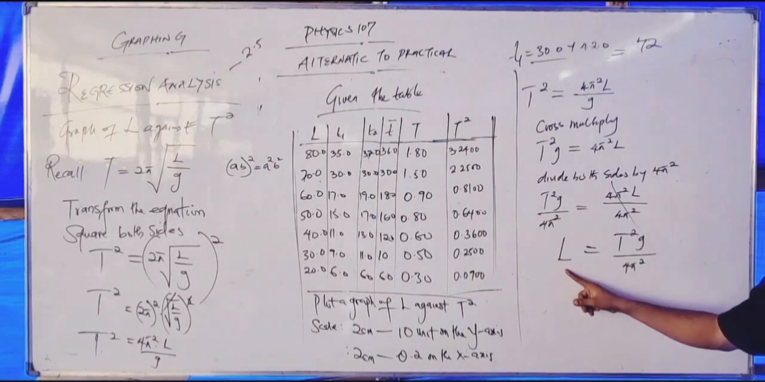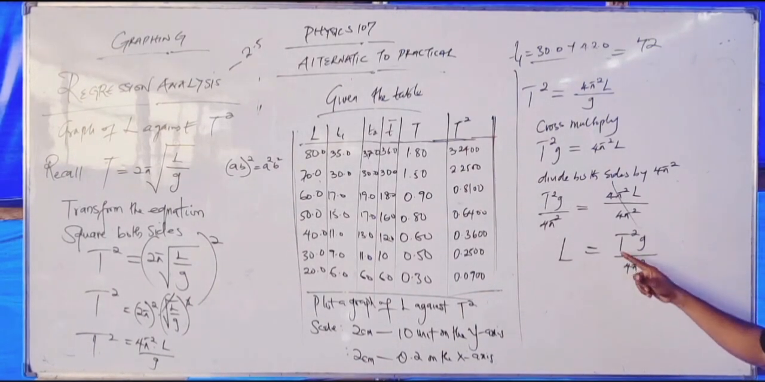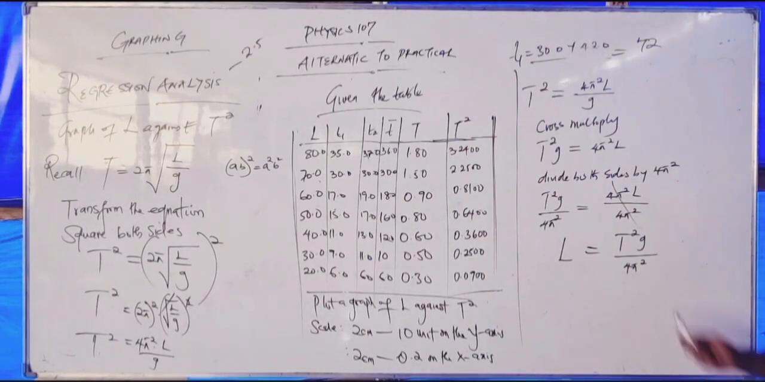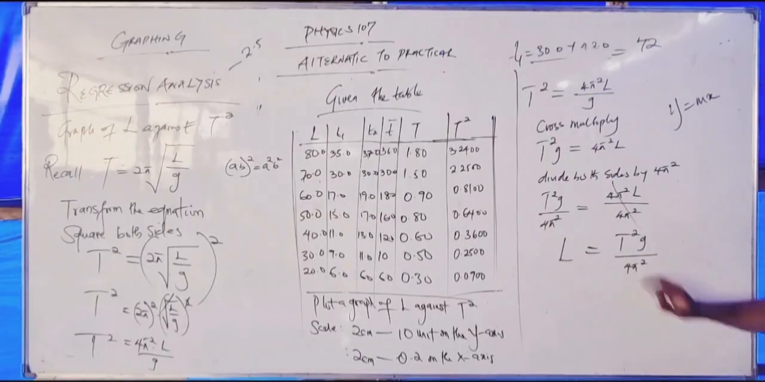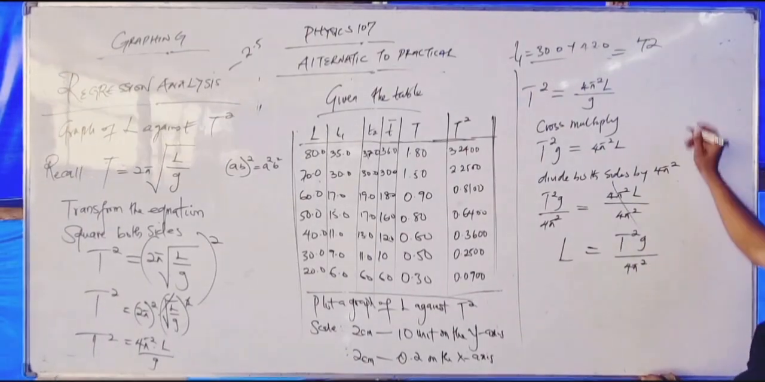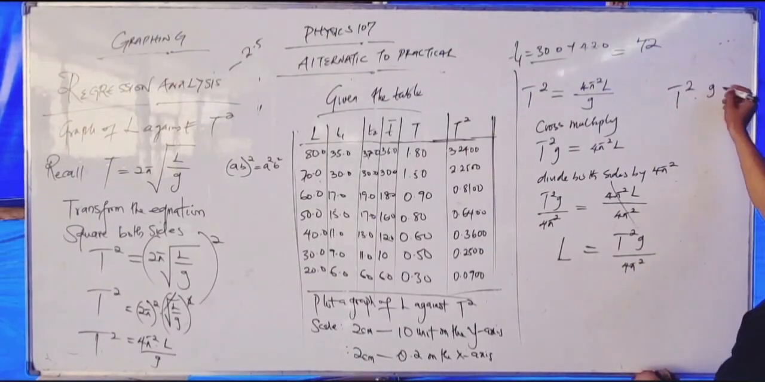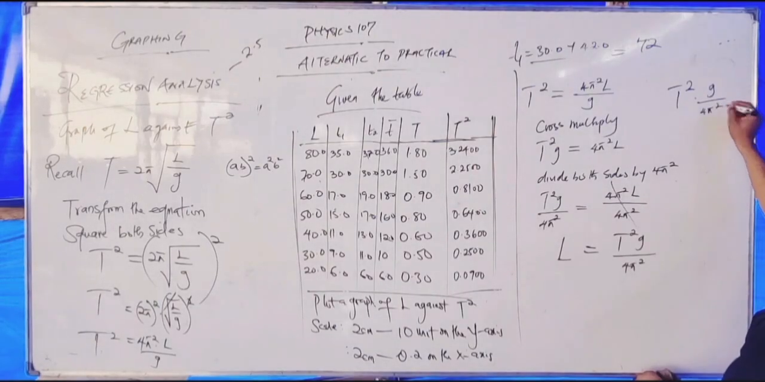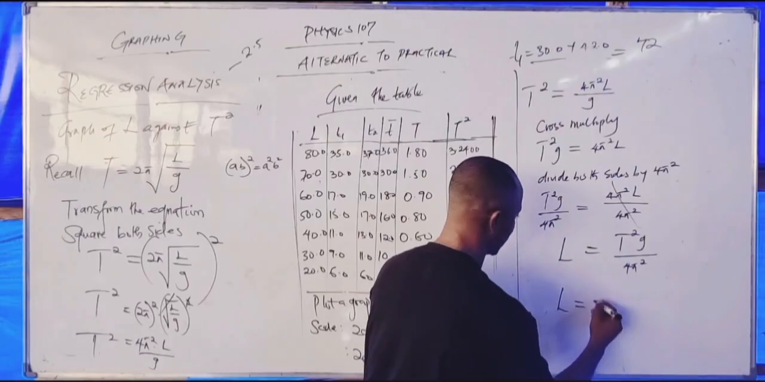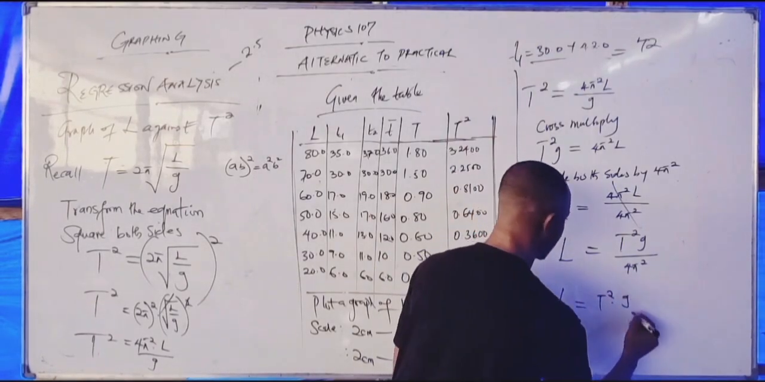A graph of L against T squared. What is the value multiplied with T squared? If we have y equals to mx, a graph of y against x, what's the slope here? M. A graph of L against T squared, what's the slope here? g over 4 pi squared. The whole of this is the same as T squared times g over 4 pi squared. So I can say that my L here is equal to T squared times g over 4 pi squared.